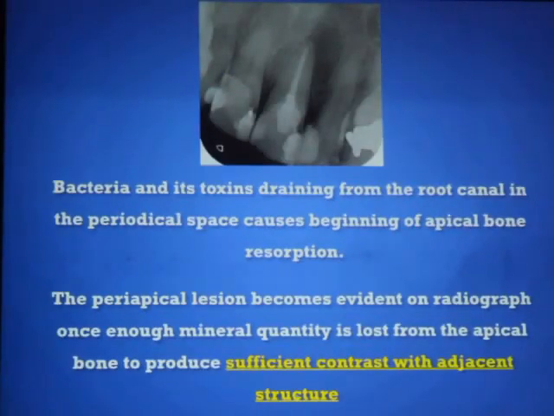So from endodontic perspective, we know that the bacteria and its toxins draining from the root canal into the periapical space causes the beginning of the bone loss in the apical area, and periapical bone loss only becomes evident on radiograph once enough bone loss is visible to produce sufficient contrast with the adjacent structure.